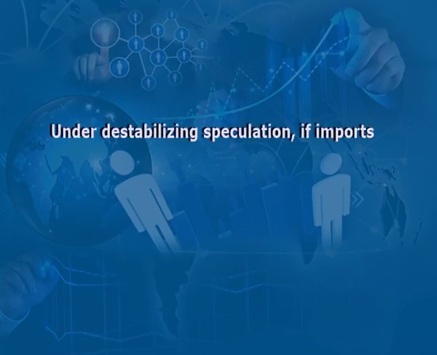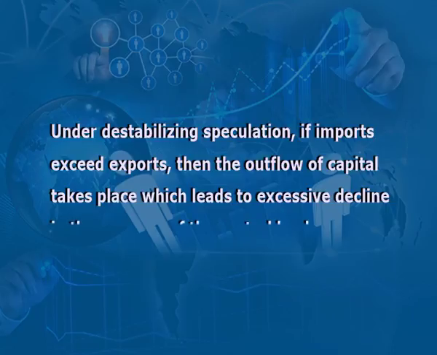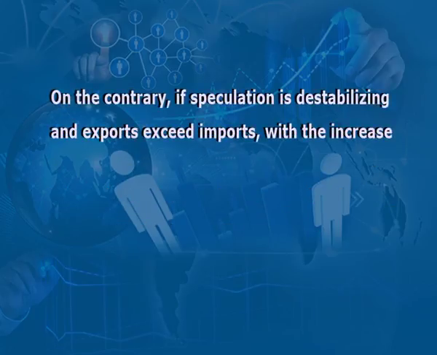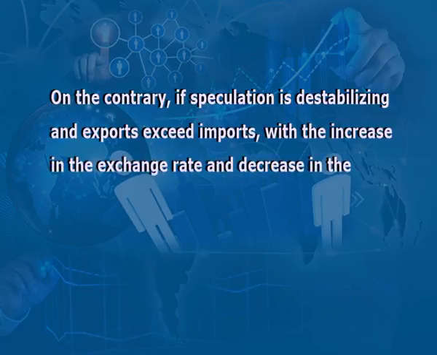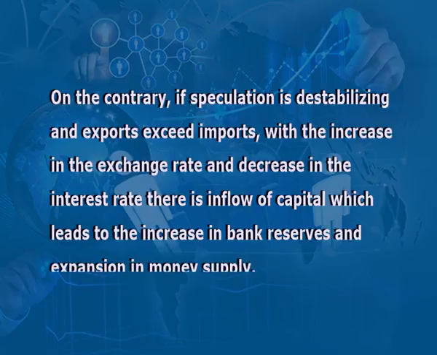Under the gold standards, short-term capital movements were influenced by changes in bank interest rate through which the balance of payment was balanced. For this, speculative capital was transferred in the money market. But under flexible exchange rates, the exchange risks are undertaken sensibly. If the exchange risks are not undertaken, short-term capital movements are not possible. Under destabilizing speculation, if imports exceed exports, then the outflow of capital takes place, which leads to excessive decline in the reserves of the central bank. On the contrary, if speculation is destabilizing and exports exceed imports, with the increase in the exchange rate and decrease in the interest rate, there is inflow of capital which leads to the increase in bank reserves and expansion in money supply.